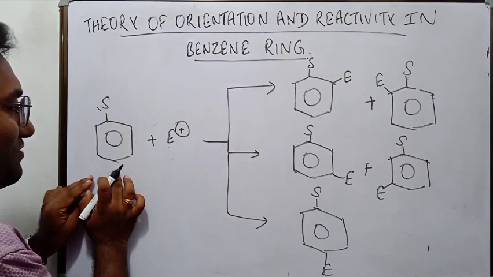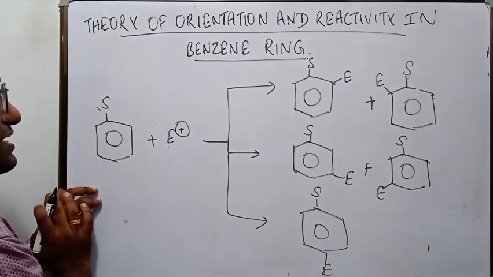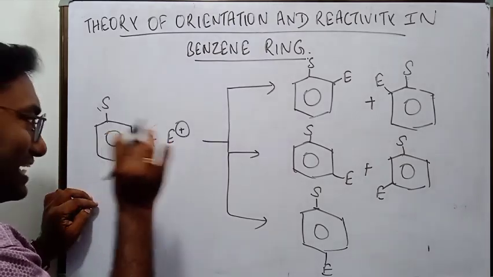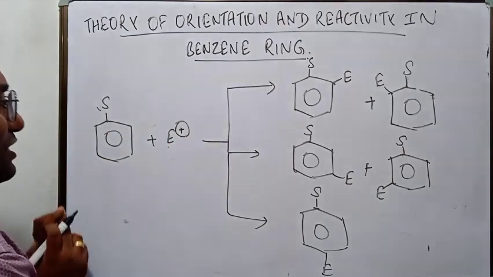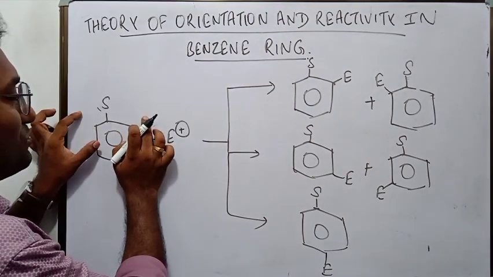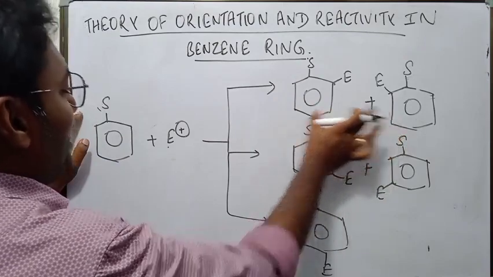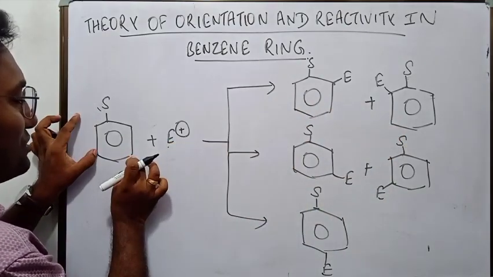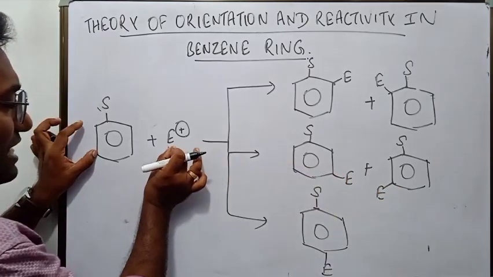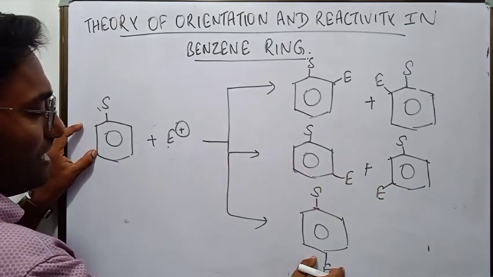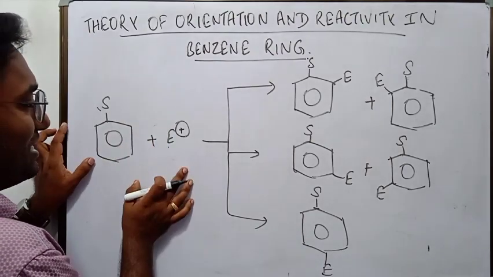So many positions are available here: 2, 3, 4, 5, 6. Mathematically speaking, or statistically saying, it can attack at any of these positions. If it attacks at 2 and 6 positions, we get 2 ortho products. If it attacks at 3 and 5 positions, we get 2 meta products. If it attacks at the 4th position, we get 1 para product. Correct?